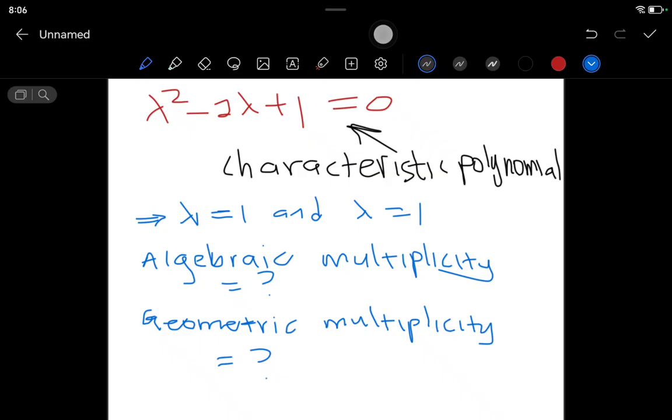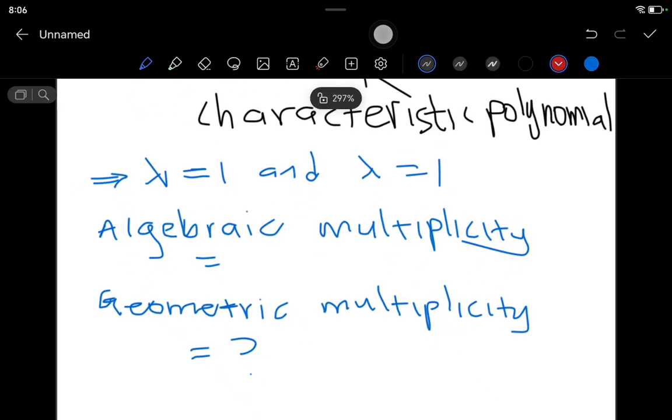Yeah, so is there anyone with the solution to this? What is the algebraic multiplicity? What do we look at if we're looking for this? And what do we look at if we're looking for this? So now if we check the algebraic multiplicity, right?